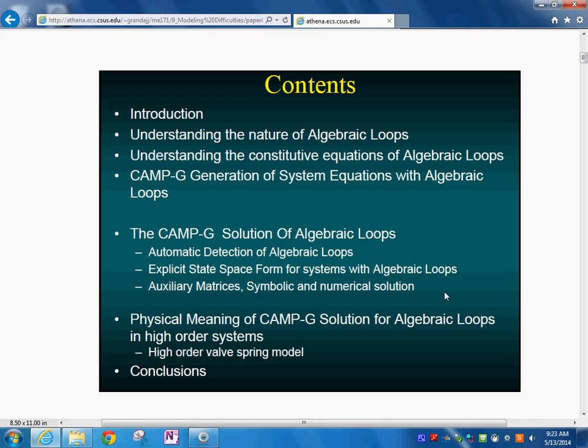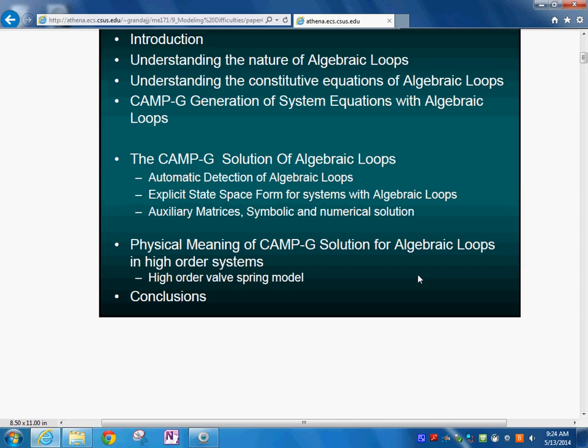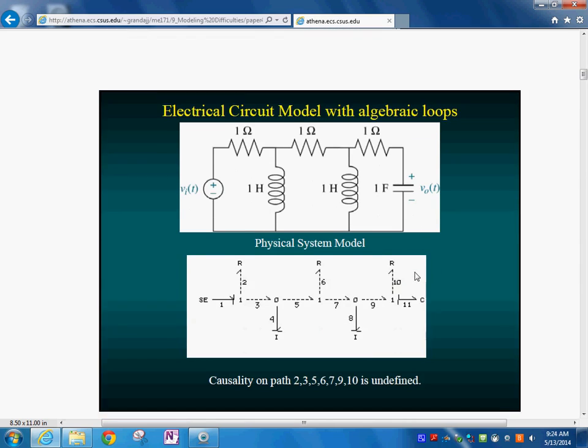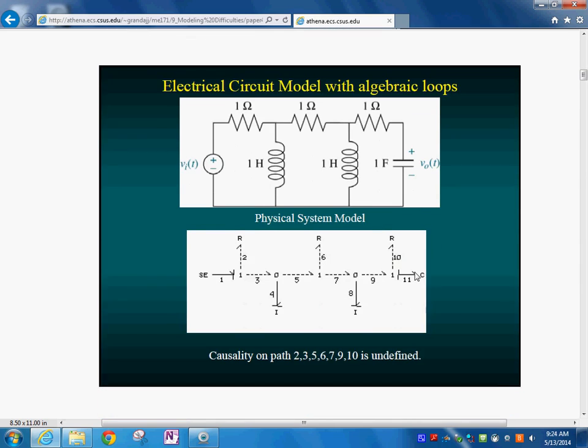And finally, the concept I think is probably the most important on this topic is: what is the physical meaning of algebraic loops? Why do they happen? So let's take a look at an example here.